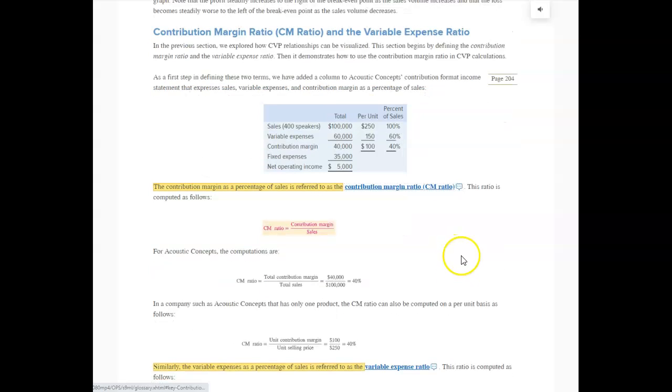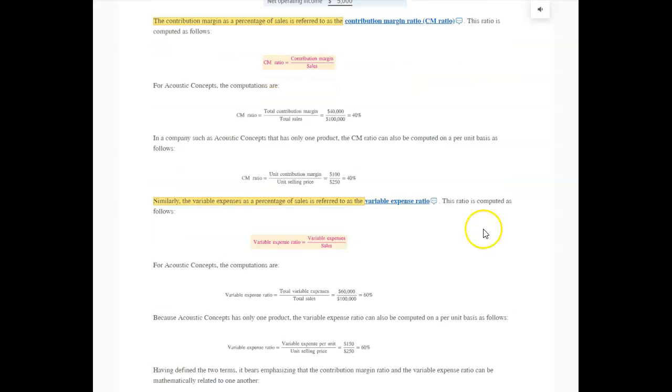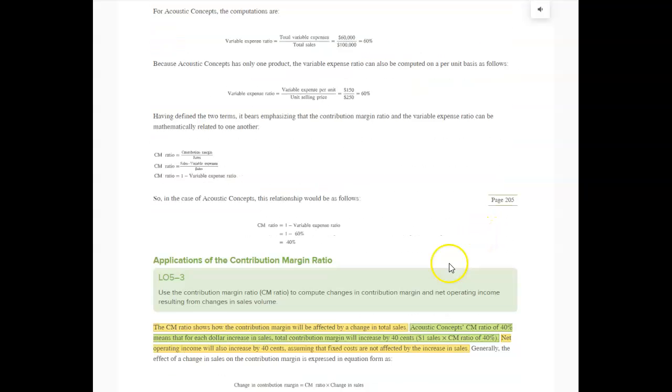It's easy to compute. The contribution margin ratio is simply your contribution margin in dollars divided by your sales. And that's the ratio, in this case 40%. Going back to our original numbers here, $40,000 divided by $100,000 is 40%. The variable expense, you can take the $60,000 divided by 100, it's 60%. So we can break sales, variable expenses, contribution margin, not only in per unit amounts, but also in percentages. Okay, that's what we just went through.